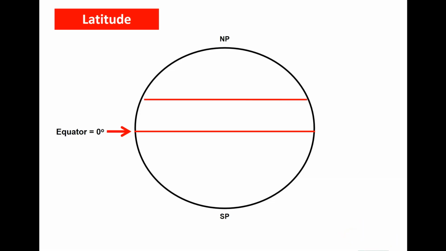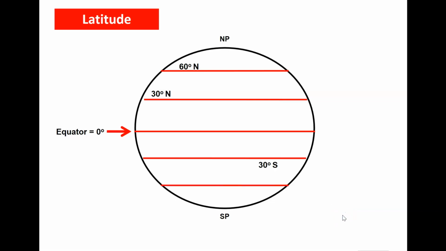Lines of latitude run north and south of the equator. Here we have 30 degrees north. Typically, they are drawn in increments of 15 to 30 degrees north and south of the equator. Please label 30 degrees north. And when we go south, that will be 30 degrees south. Please draw and label 30 degrees south. Then we can add 60 degrees north and 60 degrees south.